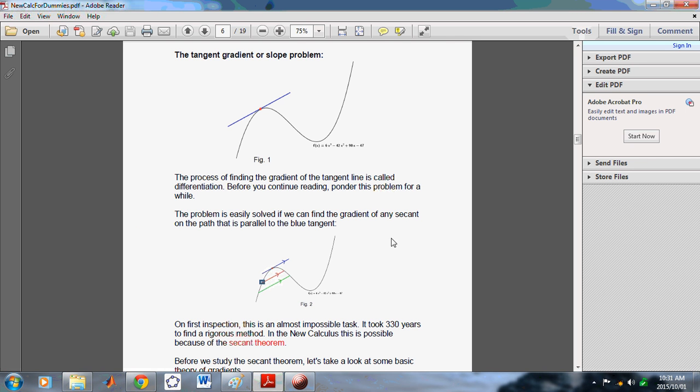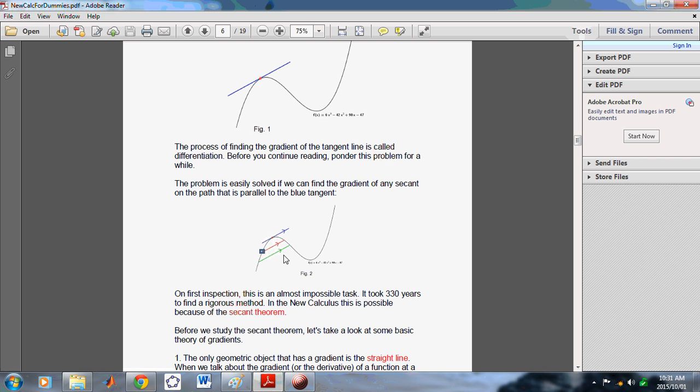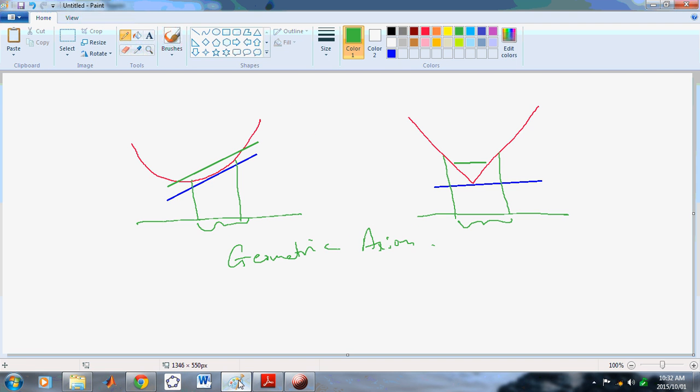the new calculus solves the problem of the derivative or differentiation by finding the slope of a secant line that is parallel to the tangent line. Right? So let's see what that means. On first inspection, this is almost an impossible task. It took 330 years to find a rigorous method, actually longer. In the new calculus, this is possible because of the secant theorem. And the secant theorem is what I described to you inside here.